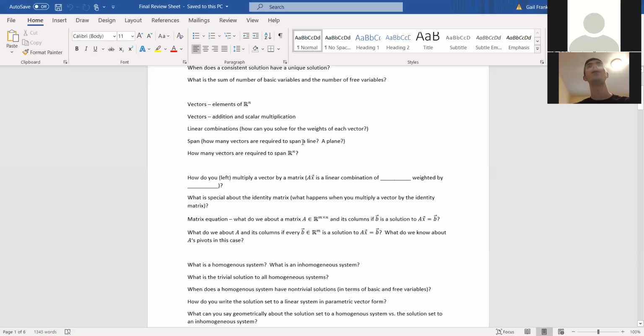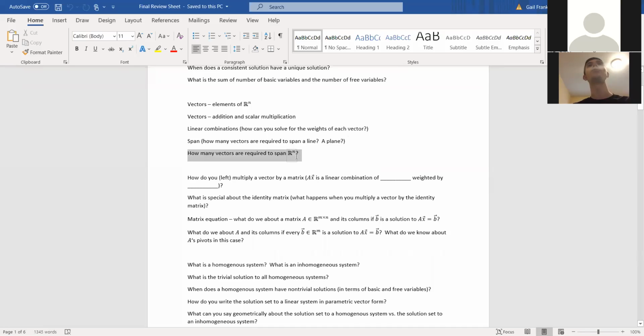So for example, a line is the span of just a single vector, and a plane is the span of two vectors. And these can be in any dimension. You can have a line in 3 dimensions, and obviously you can't have a plane in anything lower, like R2 is a plane. In higher dimensions you can have higher dimensional planes, but that's not really covered in this course.